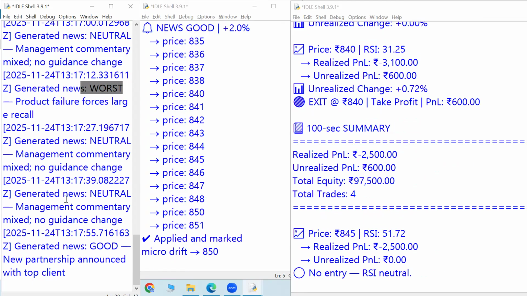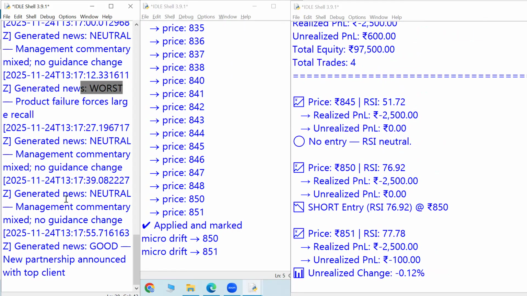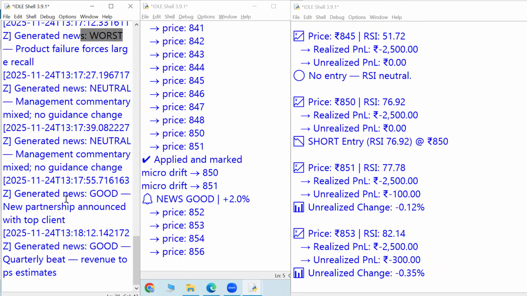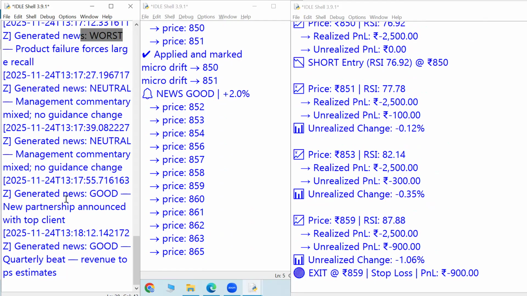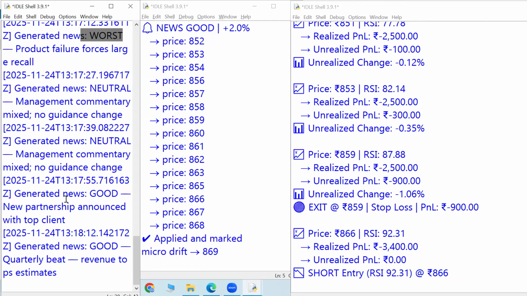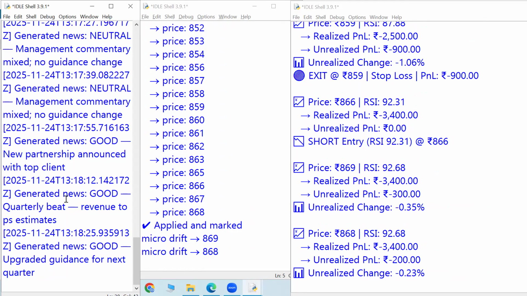The RSI is above the value, so we have taken a short position. And again, the good news has come. See, we have taken a short position, the market is against us, so we have to book a stop loss. We have taken one more short position because the RSI is above a certain value.